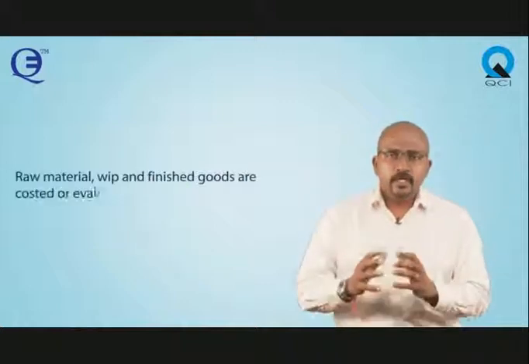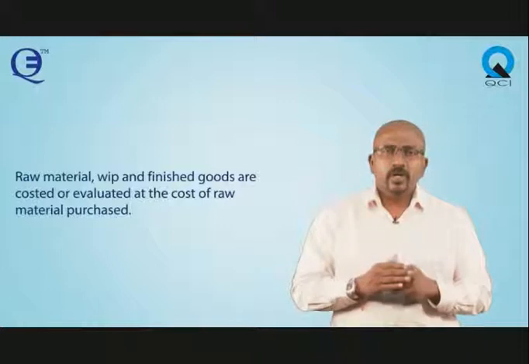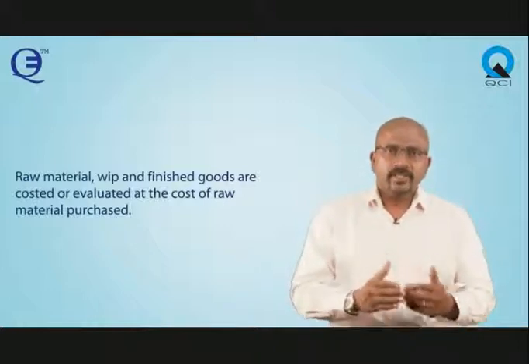In the throughput world, raw material, WIP and finished goods are costed or evaluated at the cost of the raw material purchase. In other words, if there is 100 kg of raw material lying in the raw material store, or if the total WIP in the plant is 100 kgs, and if the FG is also 100 kgs, the value assigned to these three stages is the same, and it is the purchasing value of the raw material.